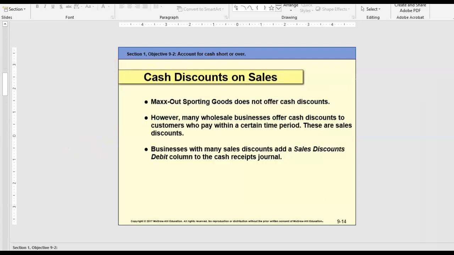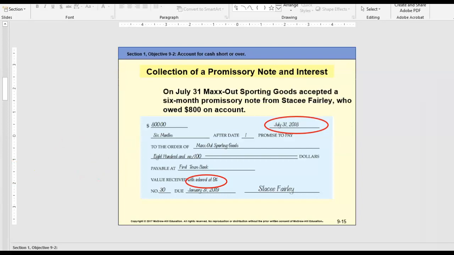In particular, this exercise doesn't deal with cash discounts on sales, but some companies do a sales discount. We're not going to deal with it here. But what they do want you to know is that you don't always collect on accounts receivable on time. So this is what's going to happen. They're now going to introduce to you a new account called notes receivable. So we have accounts receivable now and notes receivable.